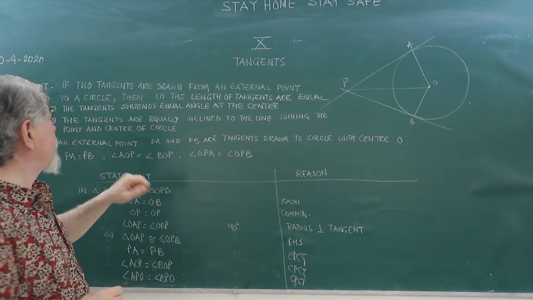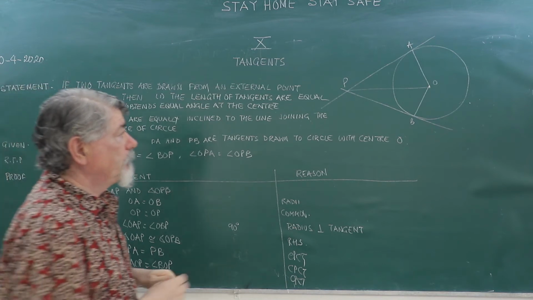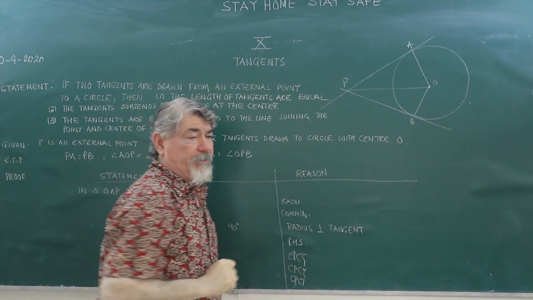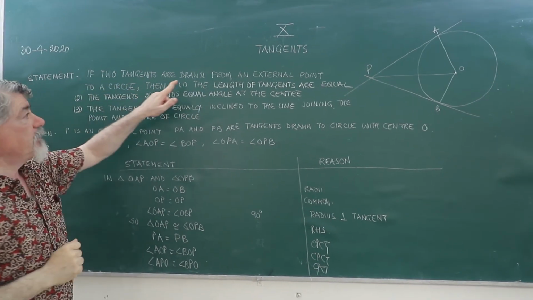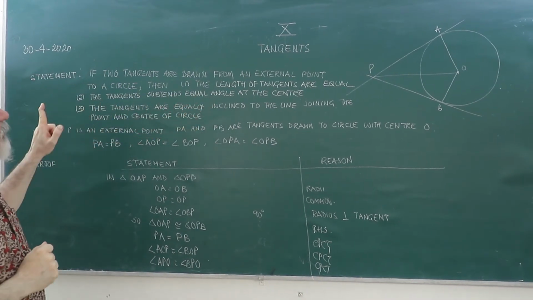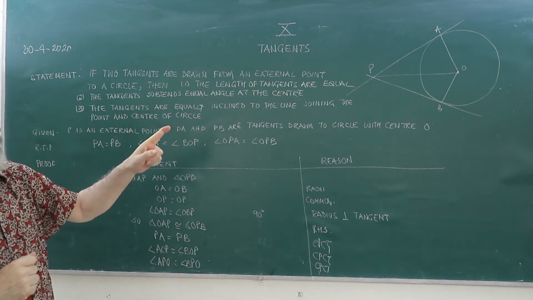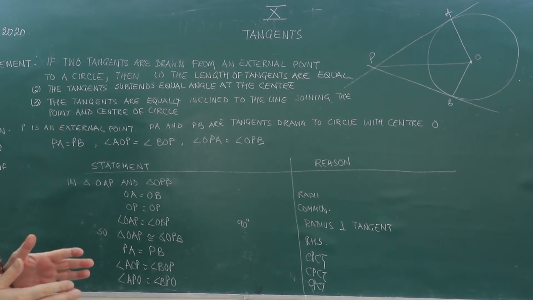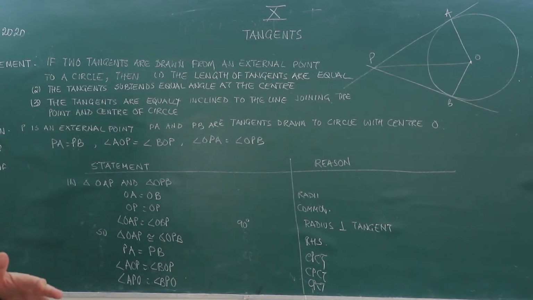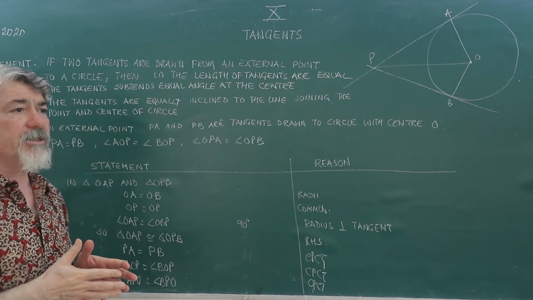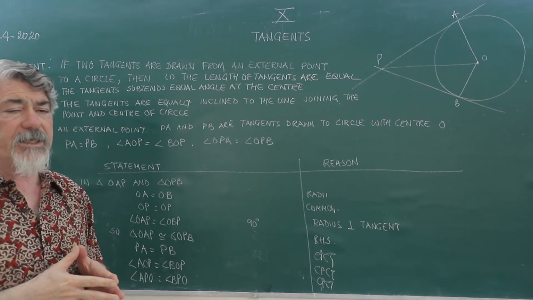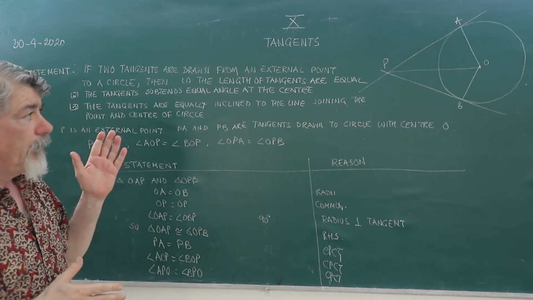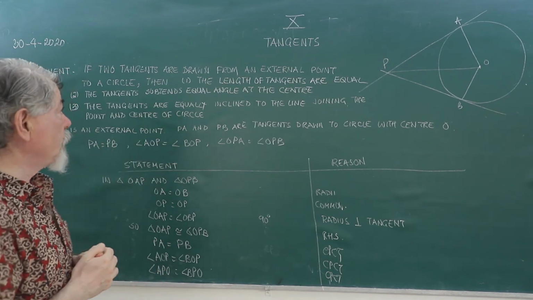Okay, we have the next theorem on tangents, where it says if two tangents are drawn from an external point to a circle. P is an external point, meaning outside the circle. From P I have drawn two tangents, PA and PB. As you know, we had already discussed, if a point P is outside the circle, then it is possible to draw two tangents to the circle. PA and PB are two tangents drawn.